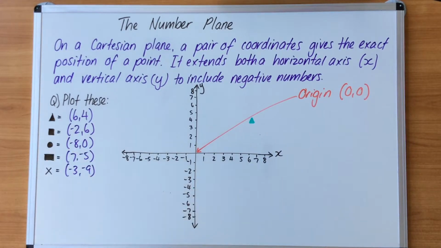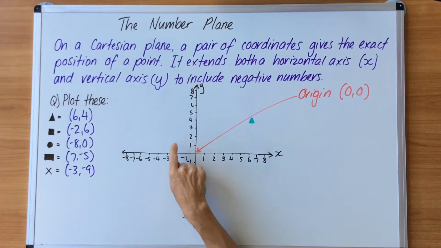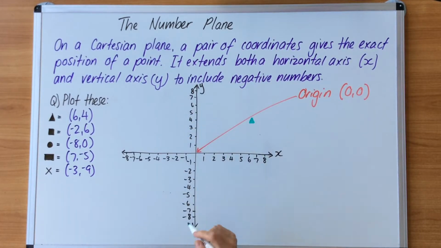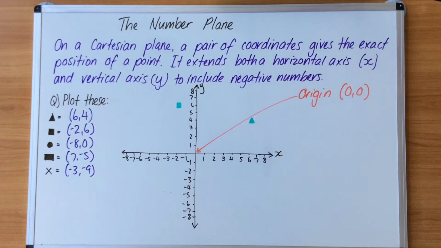Let's look at the square, -2 and 6. So we go on the x-axis, we crawl first to -2, and then we walk up the y-axis to 6. So we're going to have -2 and 6, and roughly our square will be sitting around here. Now mine's not perfect because I haven't got the grid.